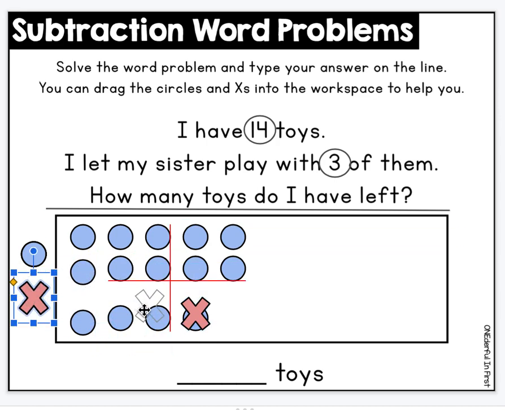1, 2, 3. Okay, so now my picture that I've drawn matches everything perfectly. There were 14 toys and 3 of them are gone. Now it is time for me to solve my question, which is how many toys do I have left? I'm going to give you a little bit of time to see if you can solve this independently, which means by yourself.